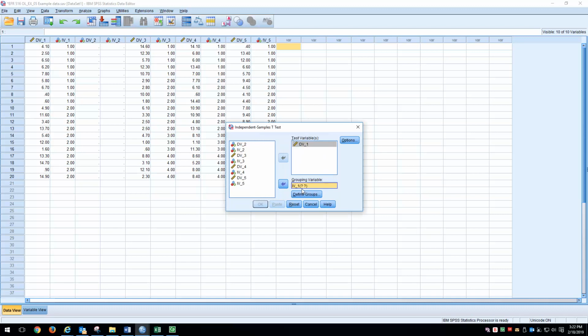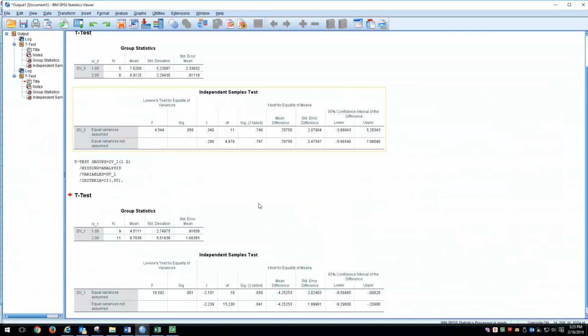Now if you can't get that, you're going to click in this space in here where the IV question mark is. You can click in there and then define groups. Now our groups are 1 and 2. They don't have to be. They could be any number or even a string. So put 1 and 2 in there. I'll say continue, and I'll go ahead and say OK.